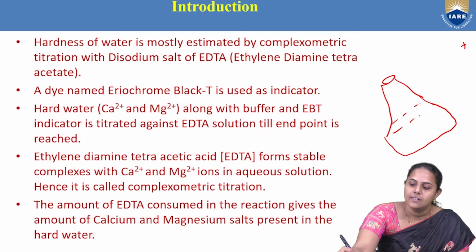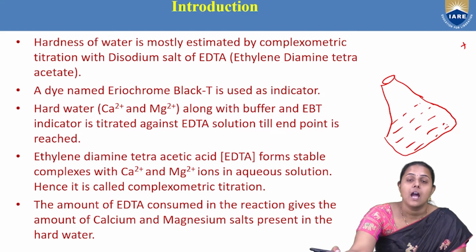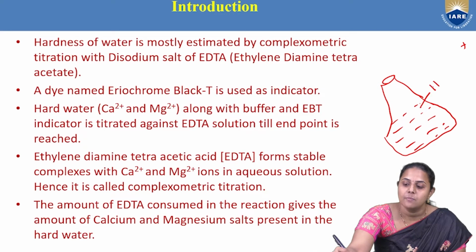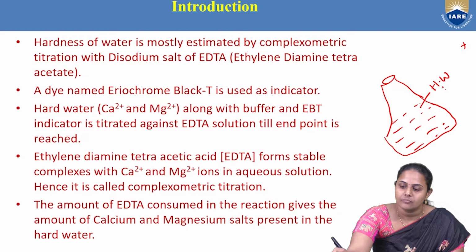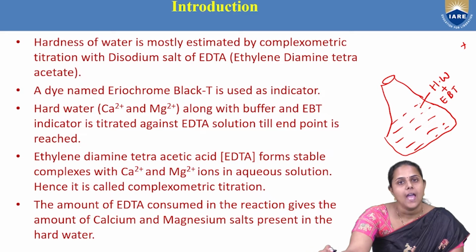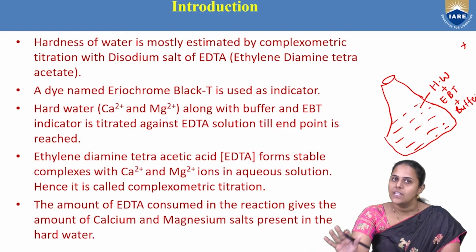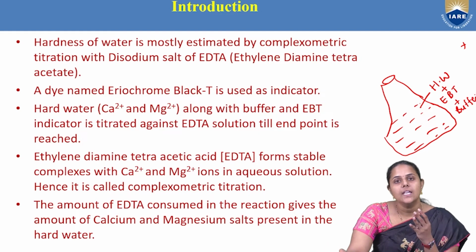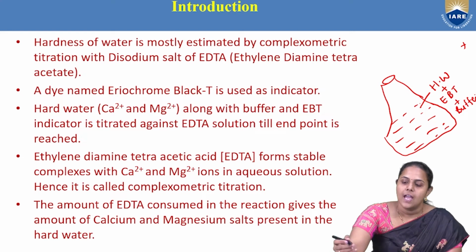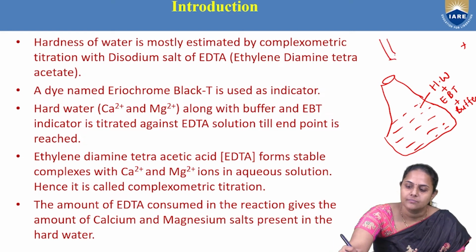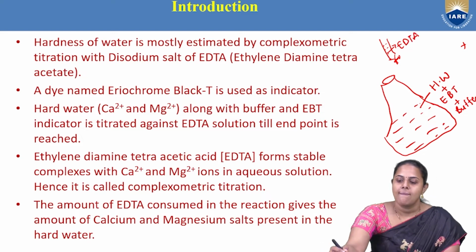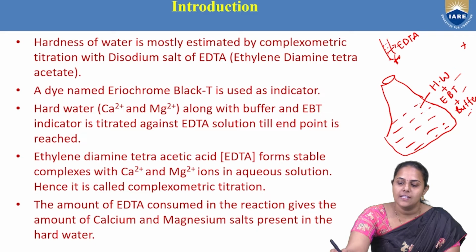First, in the conical flask we will be taking hard water, in the sense calcium and magnesium hard water, and we will be adding the indicator. Why do we add the indicator? To indicate the endpoint of the titration. And buffer solution. In the conical flask we will take hard water, EBT and buffer, and in the burette we will be taking EDTA.